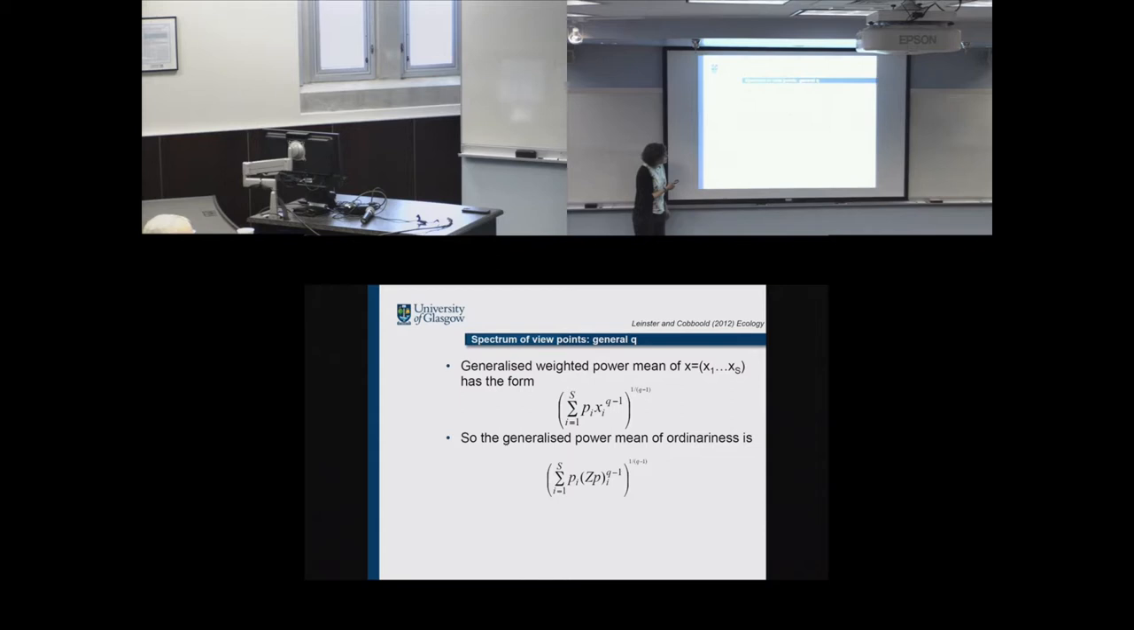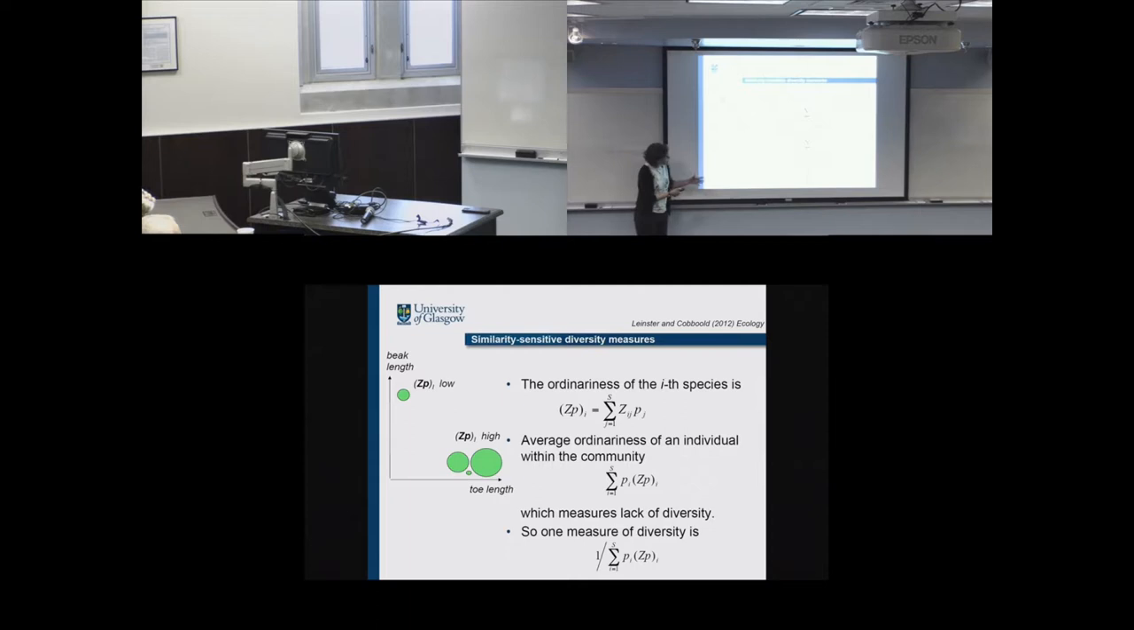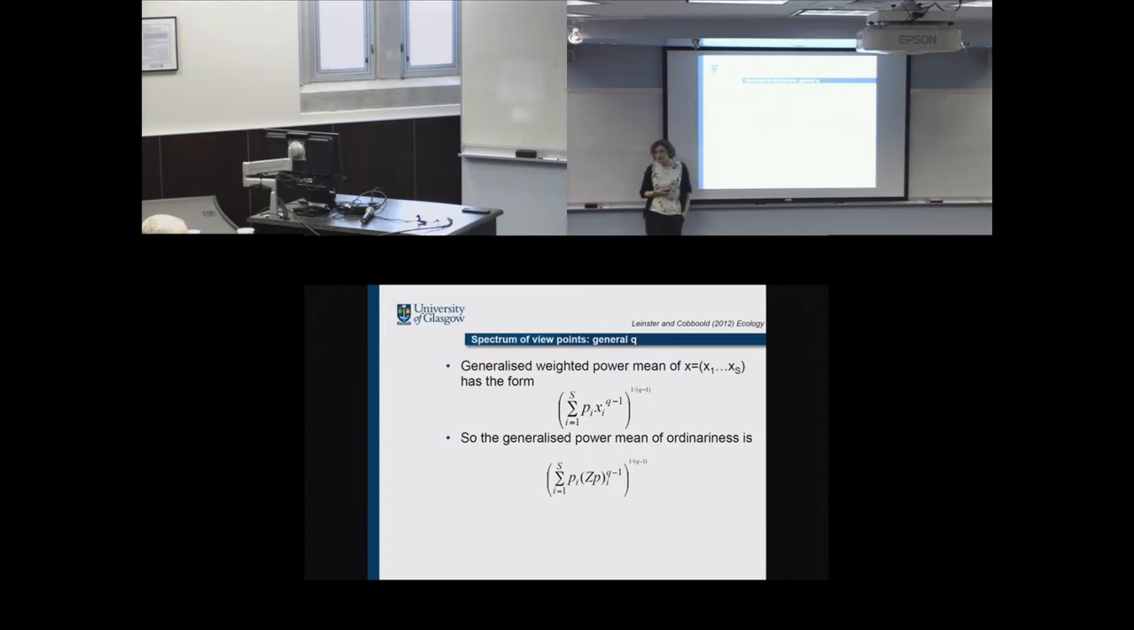Okay, so this is a generalized power mean. So if we go back, when we do the averaging, instead of taking a normal average, let's take a power mean average here. So we're going to get a power mean average of ordinariness. Then this is the formula we end up with. And so this is the one you want to stare at a bit.